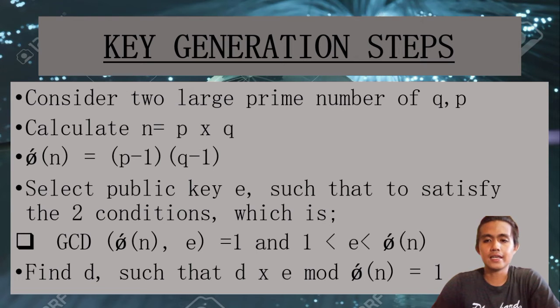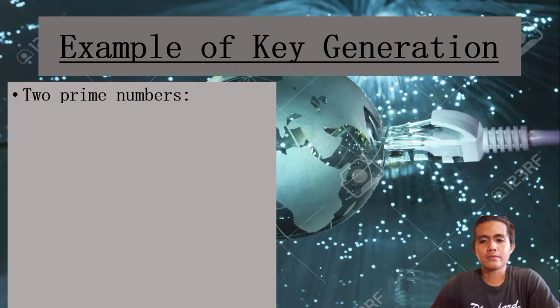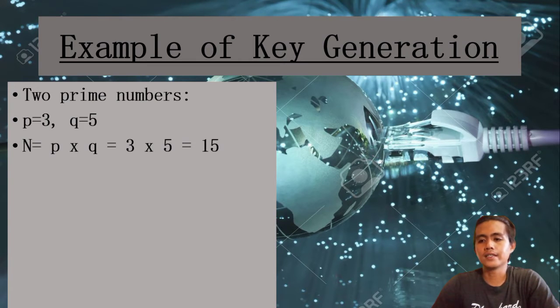Now, let us see the example of key generation steps. First is to consider two prime numbers. We will use P is equal to 3 and Q is equal to 5. You can use any two prime numbers. The next step is to calculate the value of N. The formula is N is equal to P times Q, where 3 times 5 is equal to 15. So the value of N is 15.